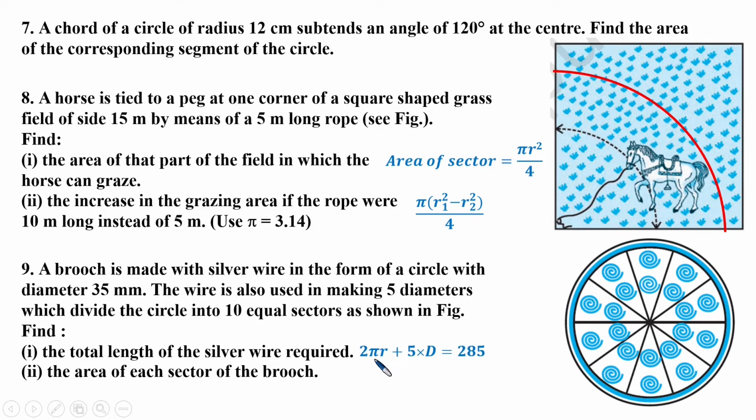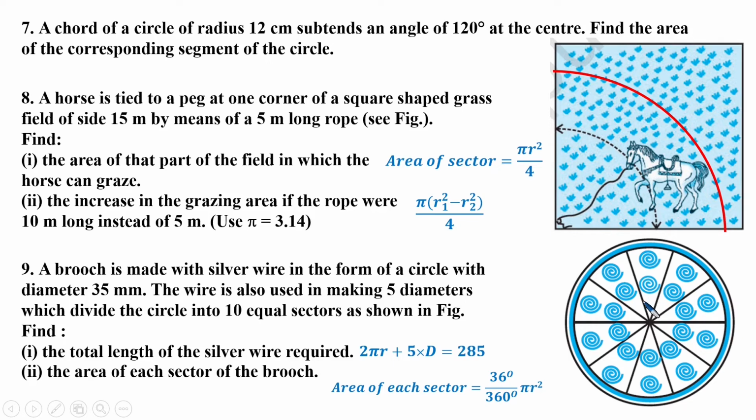So how do you get it? 2 pi r, where R is given to you, that is diameter by 2, 35 mm by 2. So you substitute 2 pi r here, plus 5 times the diameter 35 mm. So you get 285 millimeter. Similarly for the area, I'm not writing the unit sometimes, but you should take the unit. R is in millimeter, diameter is in millimeter. Make all the units the same. And the area of each sector of the brush: each sector is 36 degree because there are 10 of them.